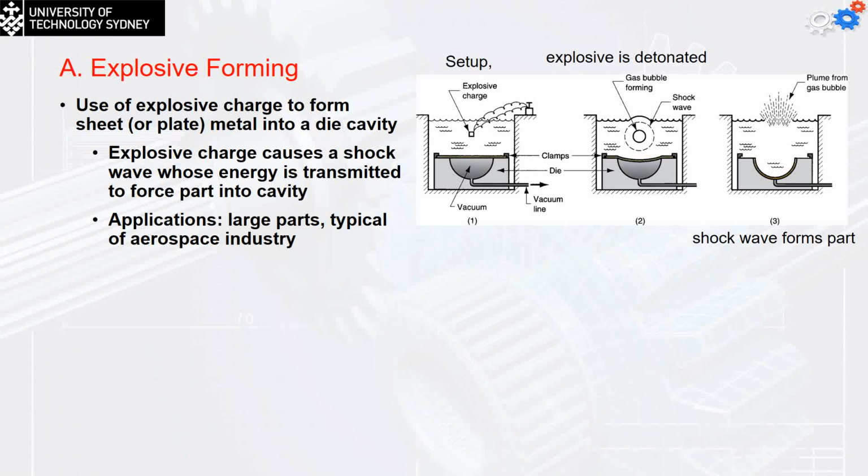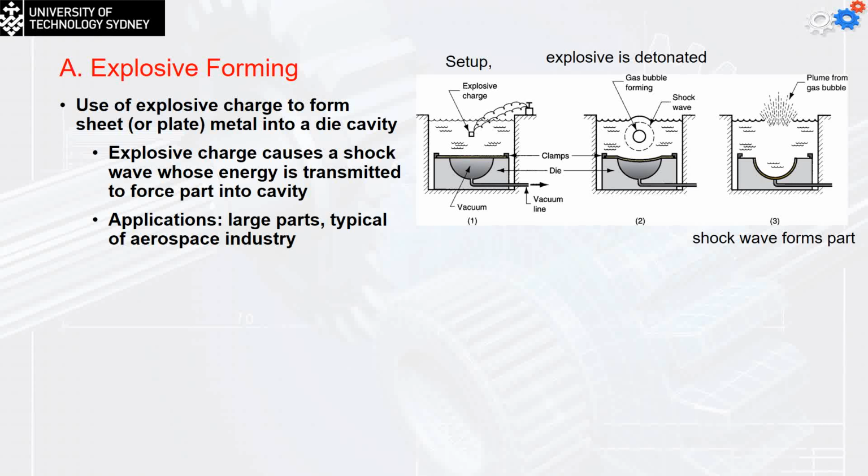The other operation is the electromagnetic forming. The coil is going to generate electromagnetic force, and thus the part will be forced outward and take the shape of the die, that's the coil forming here.